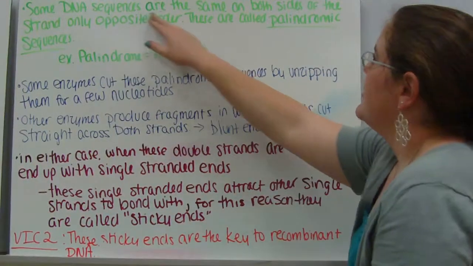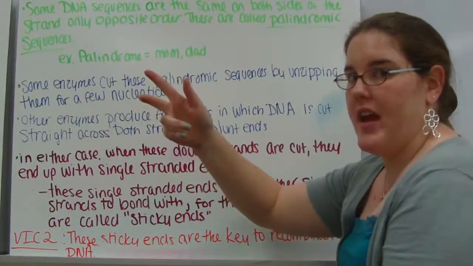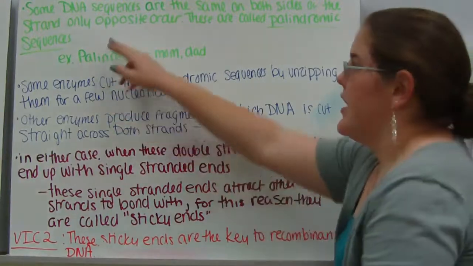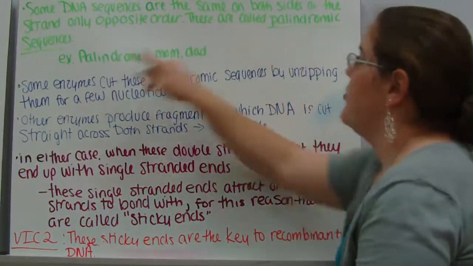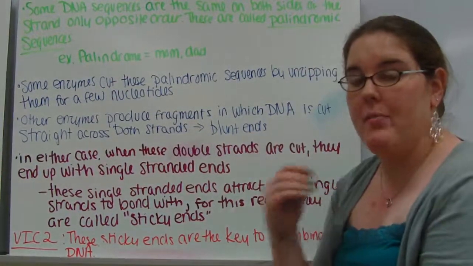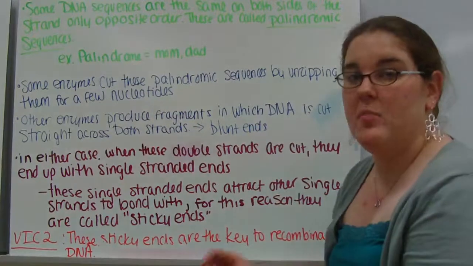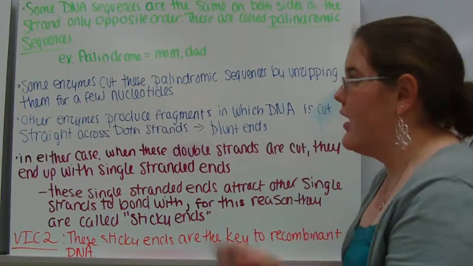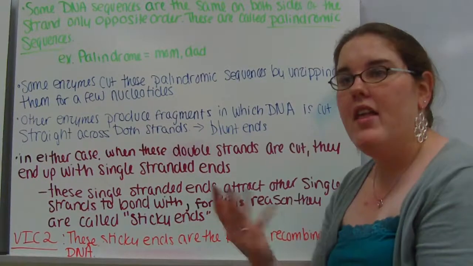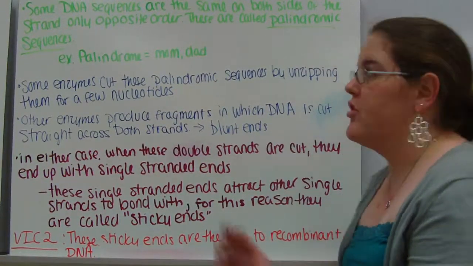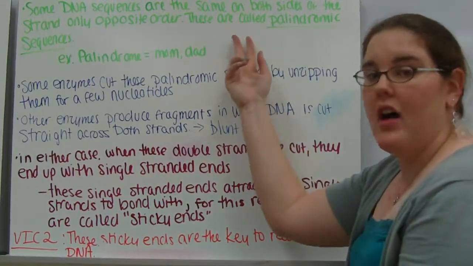Alright, some DNA sequences are the same on both sides of the strand. So both sides are the same, both strands are the same, only in opposite order. These are called palindromic sequences. Whenever I say palindromic, think of the word palindrome. Palindrome means anything that's spelled the same backwards and forwards, like race car, mom, dad, Hannah, things like that. Those types of words are palindromes. So again, your palindromic sequences are the same front and back, just in opposite order.